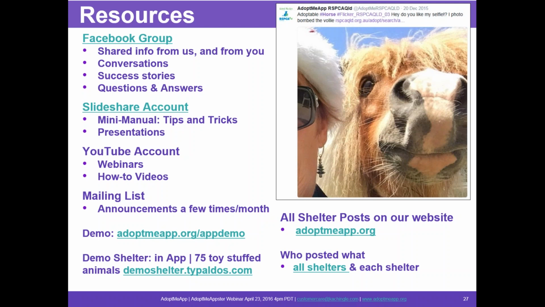All of the posts from all the shelters appear on our website. So if you just go to AdoptMeApp.org, there's a feed in the middle of the page, down a ways, that is every story as it's told. And I actually look at every post and I retweet them all. Sometimes I get a little bit behind because there's so many, but I do look at every post.